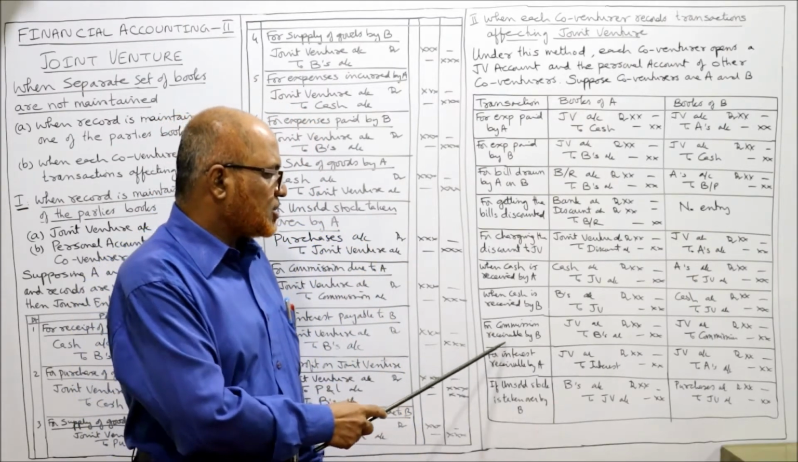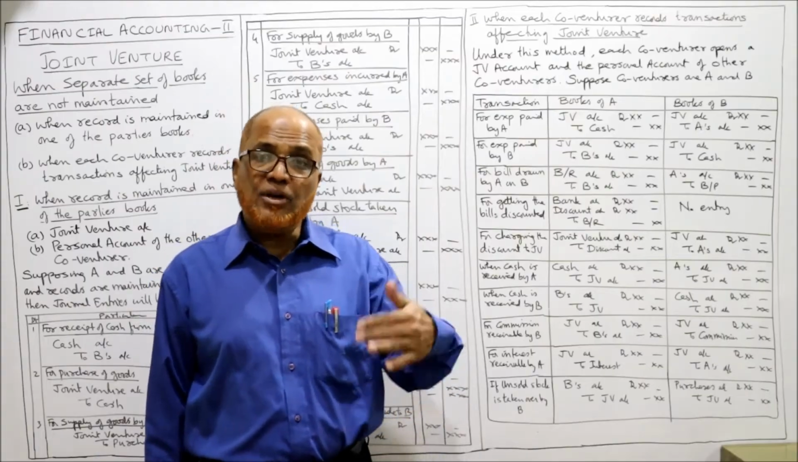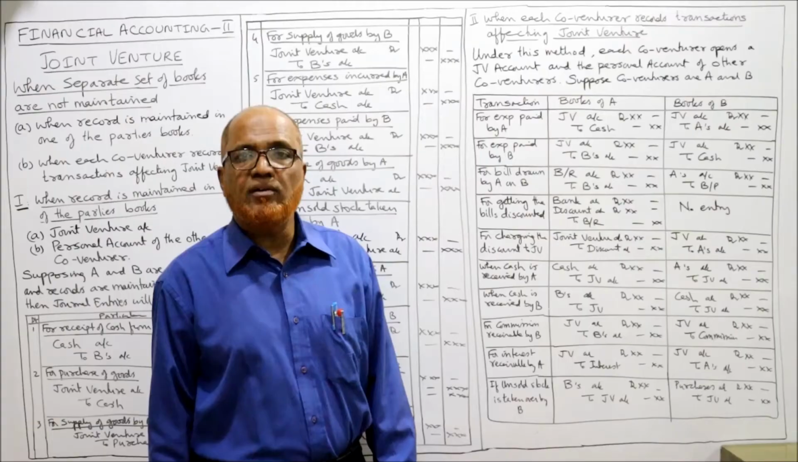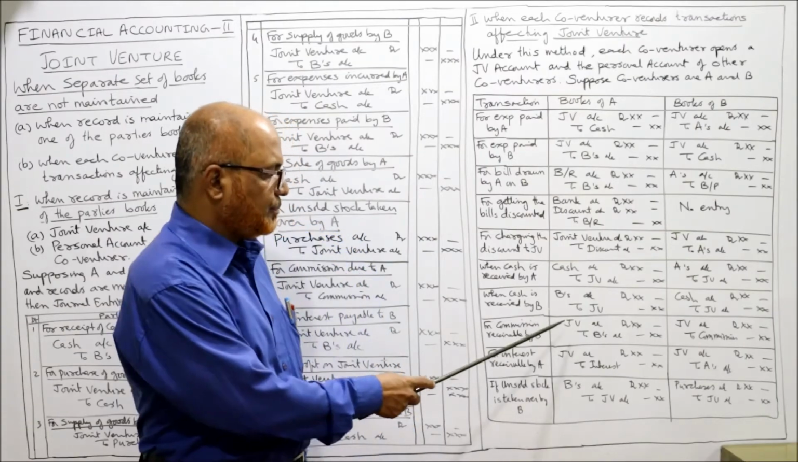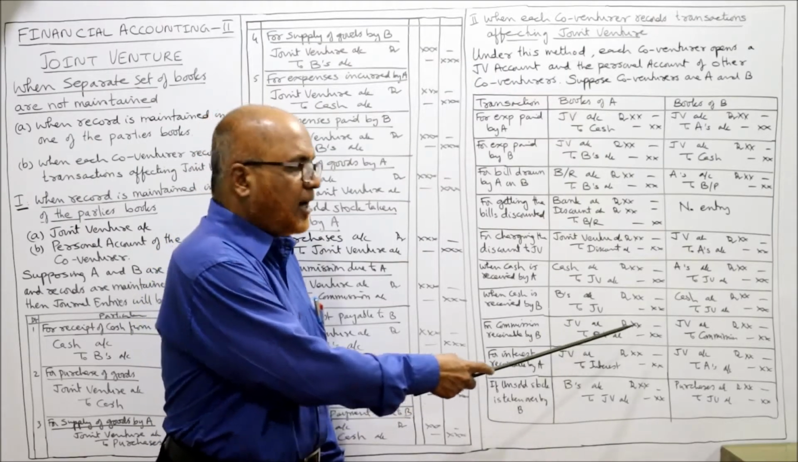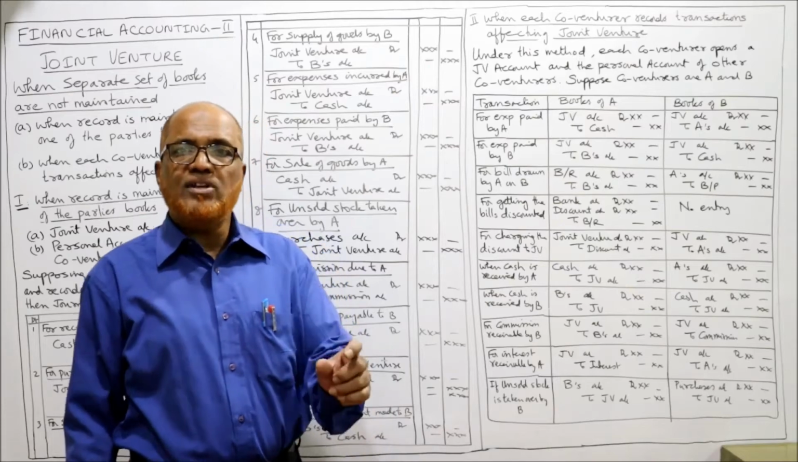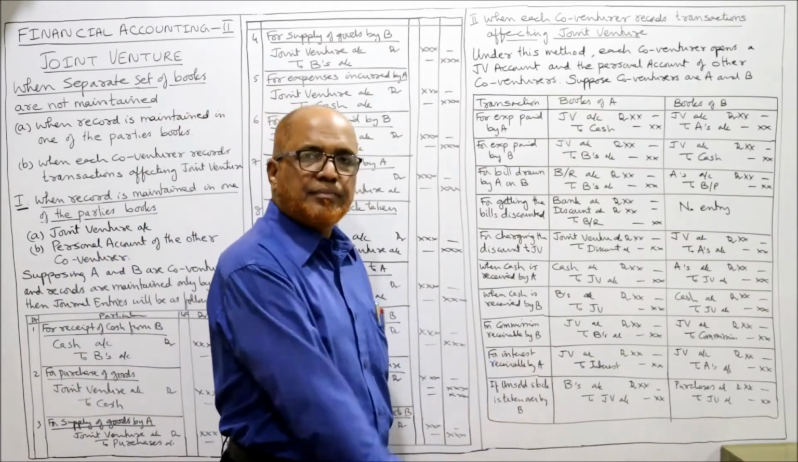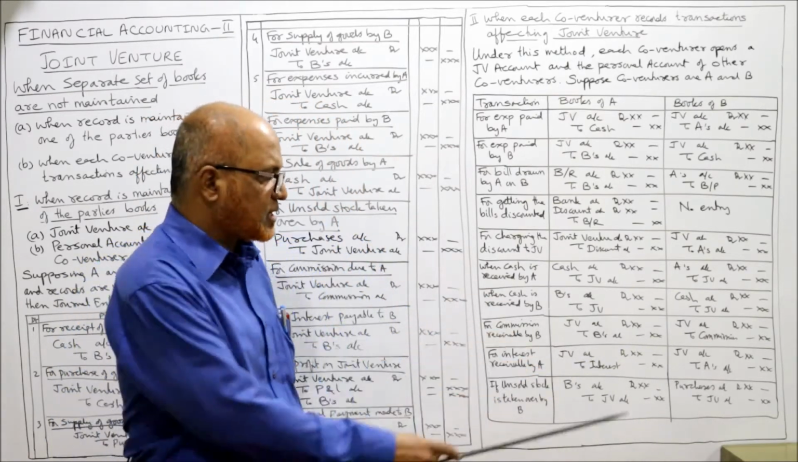नेक्स्ट, फॉर कमीशन रिसीवेबल बाय बी, अब कमीशन देना है बी को, तो जॉइंट वेंचर अकाउंट डेबिट टू बीज अकाउंट इन द बुक्स ऑफ ए, एंड इन द बुक्स ऑफ बी, जॉइंट वेंचर अकाउंट डेबिट टू कमीशन अकाउंट. कमीशन इज रिसीव्ड, सो कमीशन अकाउंट इज क्रेडिट.